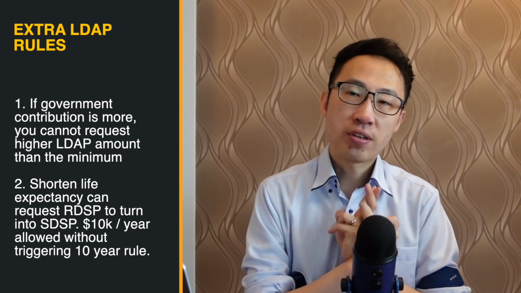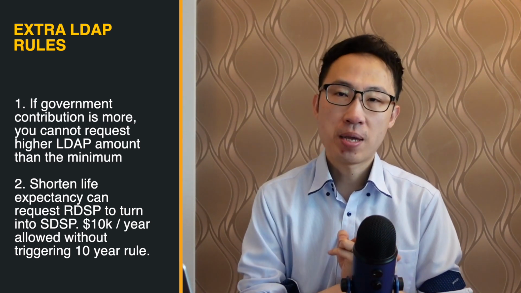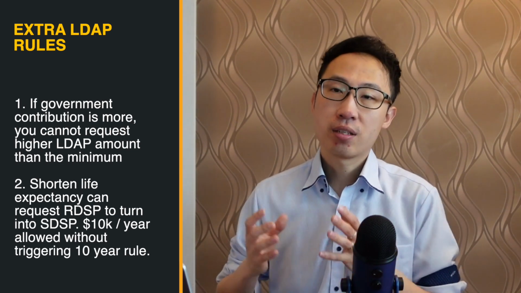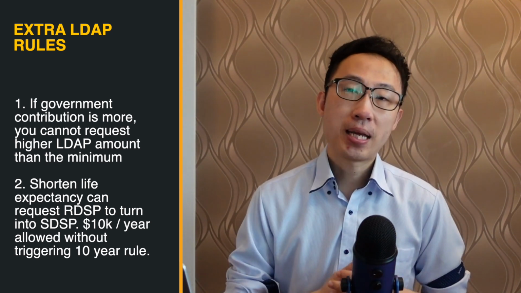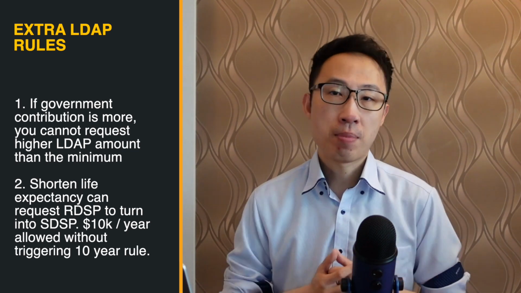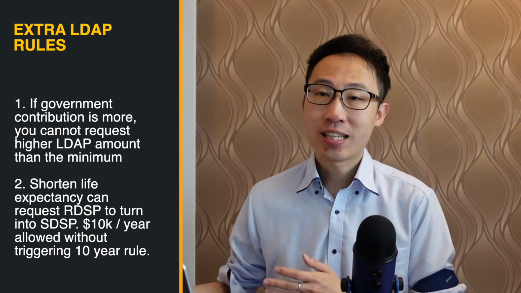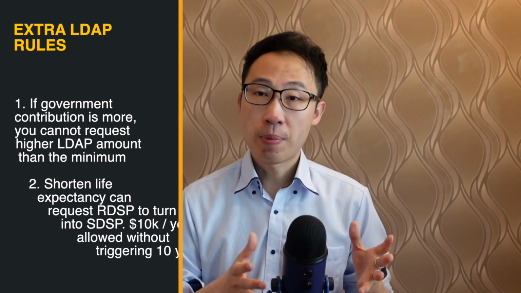Number two is that if there is a shortened life expectancy, you can also request a more flexible payment. You can actually convert your RDSP into a specific disability saving plan, SDSP. Under this new account, you can make up to $10,000 per year without triggering the 10-year repayment rule. Now the SDSP will last until the beneficiary passes away or they revert back to an RDSP. Now if the beneficiary lives longer than 5 years, don't worry, there will be no penalty for this.